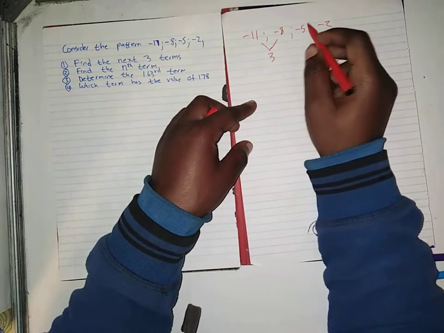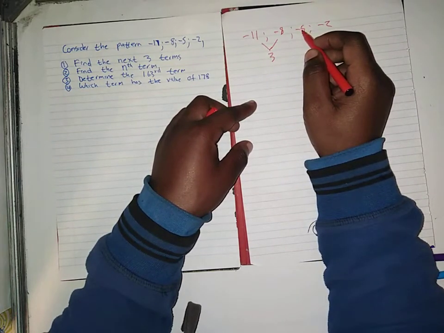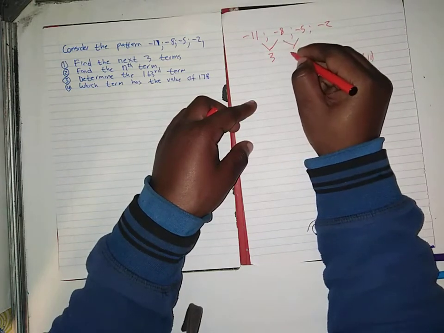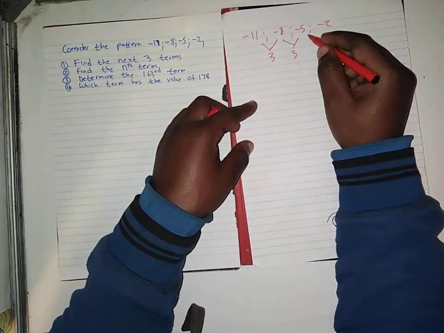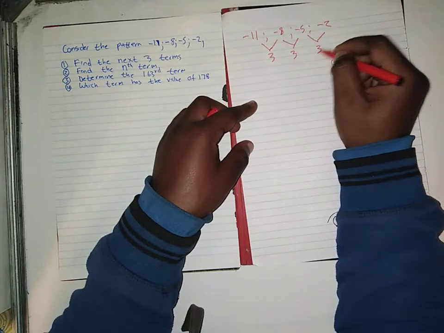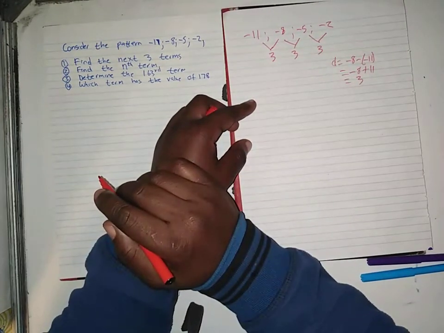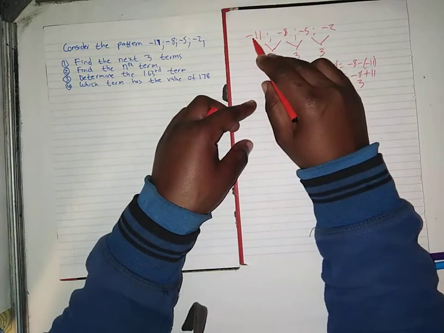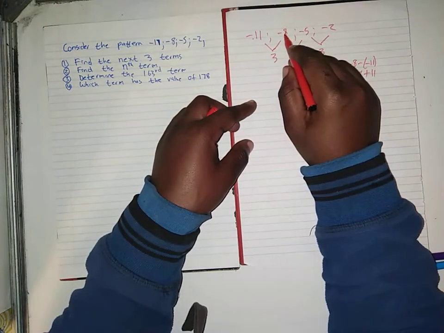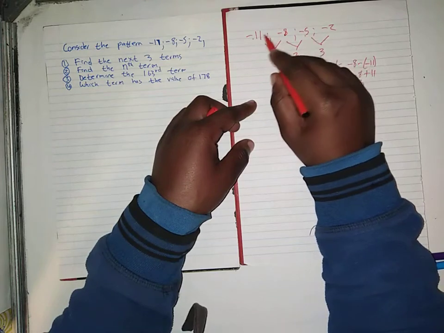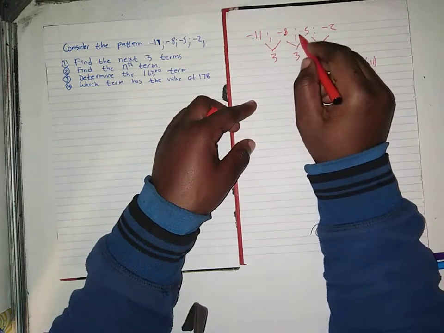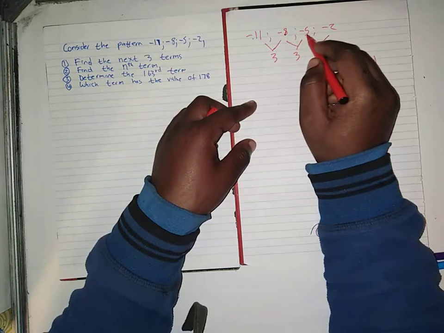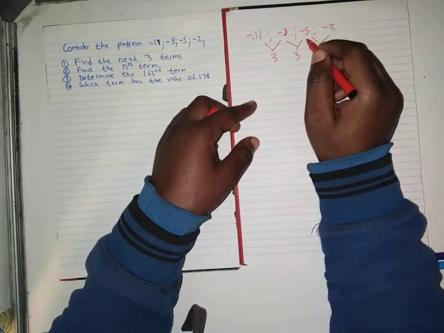Now minus 5 minus minus 8, you also get 3. You can check it for yourself. So that means from the first one, you just added 3 and then you go to this one. And then you added 3 and then you go to this one. So minus 11 plus 3 is minus 8. Minus 8 plus 3 is minus 5, and so on.